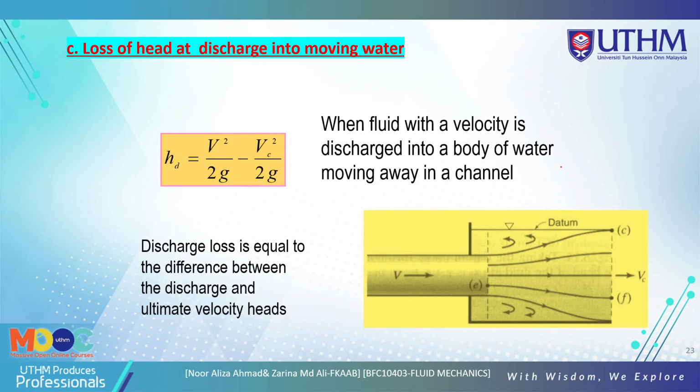Okay, now we look at the loss of head at a discharge into moving water. So this is using the moving water, from here to here. When fluid with a velocity is discharged into a body of water moving away in a channel, the HD is V squared, with V channel squared, over 2G. So this is using the formula, so no need to worry. All the formulas are given in your final. Discharge loss is equal to the difference between the discharge and the ultimate velocity head.